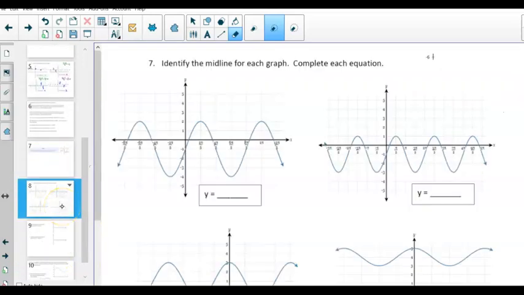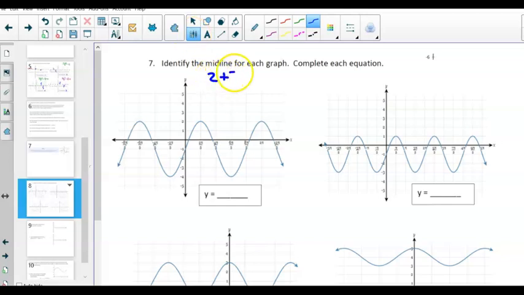So in this problem here, if you would identify the midline and turn on your computer or video when you're done. All right, so for this one here, again, we talked about doing that averaging. So I take 2 plus the negative 4, divide that by 2. Hopefully it shows the midline to be at negative 1.